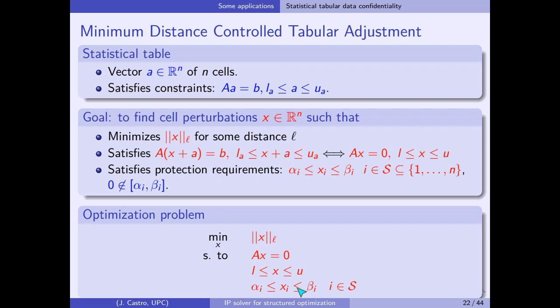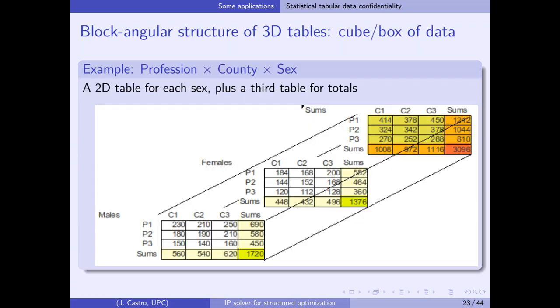To avoid small numbers in the tables, to avoid that there is only one person with one profession in some particular city. These tables have a block angular structure in some situations. So consider a three-dimensional table, with three variables: profession, city, and sex. You publish the table of profession-cities for males, profession-cities for females, and the total.